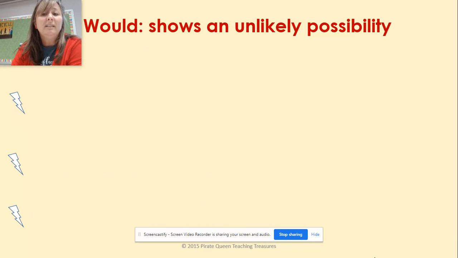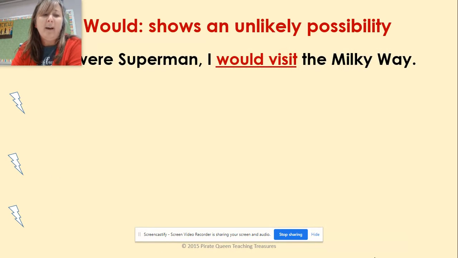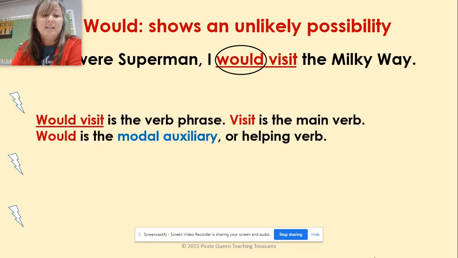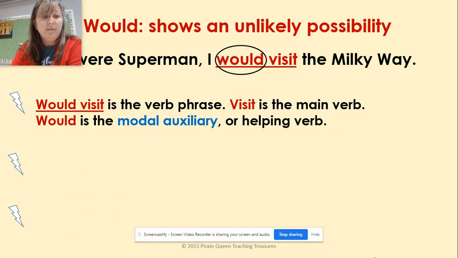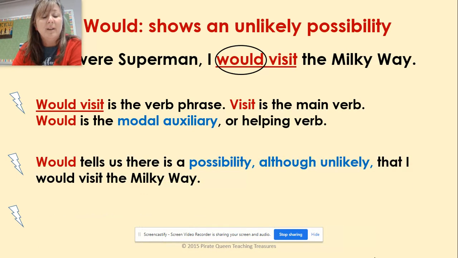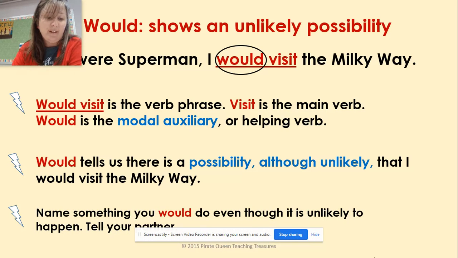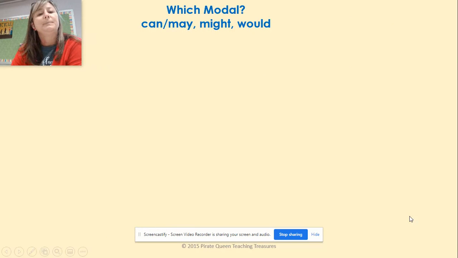Would shows an unlikely possibility. If I were Superman, I would visit the Milky Way. So would visit is our verb phrase. Would is our modal auxiliary. Visit is our main verb. Would tells us there is a possibility, although unlikely, that I would visit the Milky Way. Yep, I'm probably never going to be there or go there. So name something you would do even though it's unlikely to happen.